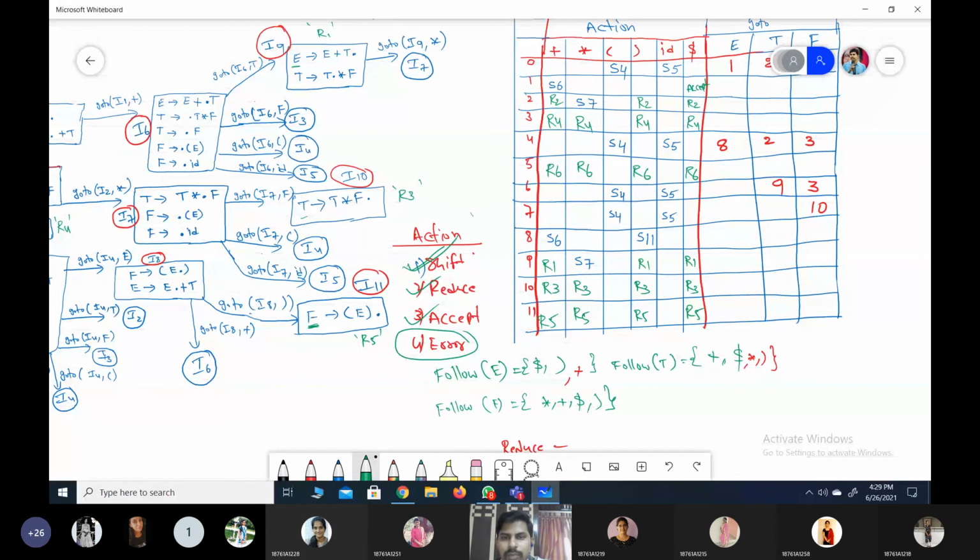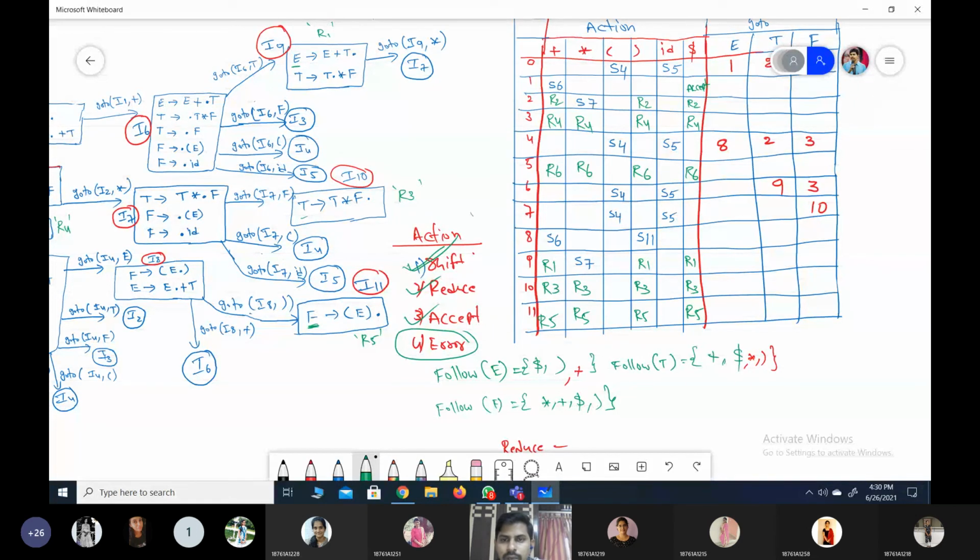Okay. And accept is nothing but the augmented grammar. By default, we have considered an extra production, E dash tends to E like that. For that augmented grammar, it always ends in state one only. State 1 on dollar is always considered as accept. Only for the augmented grammar do we consider an accept. And the rest of all the unfilled entries are treated as errors. That's about the action part.